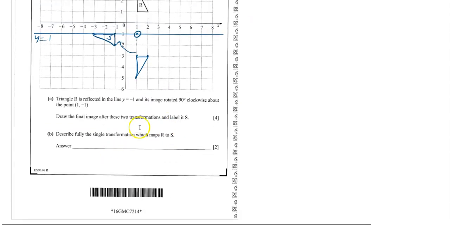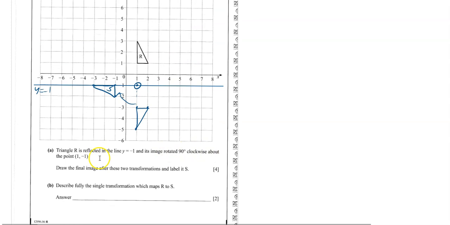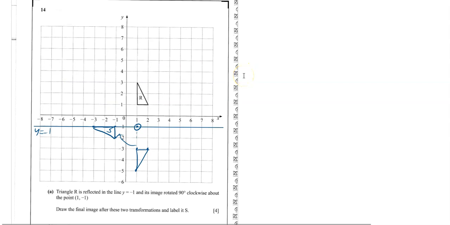And the last bit says describe fully the single transformation which maps R to S. Getting from R to S is a reflection in the line y equals minus x. I'm just going to draw that line in to show you. Sorry, let me just get that right. That's good enough.